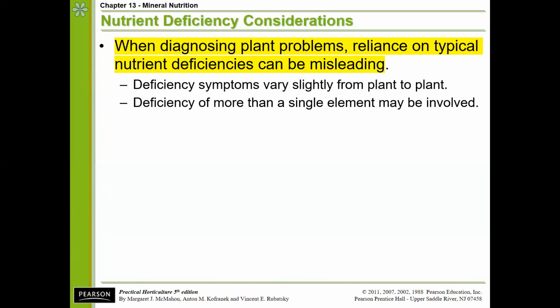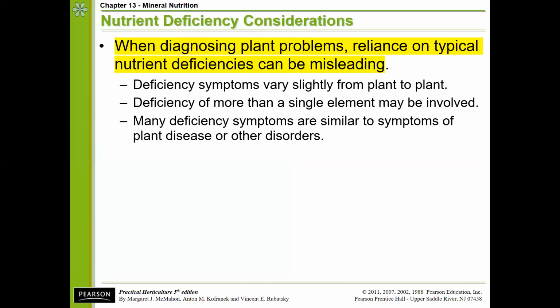Also, you have to look at it because it could be more than a single element, because of the synergistic or antagonistic effects that some elements have on each other. And many of these deficiency symptoms can also look like plant disease or other disorders. So you need to recognize what disease looks like, what the key diseases of your crops are, versus what the deficiency symptoms are.